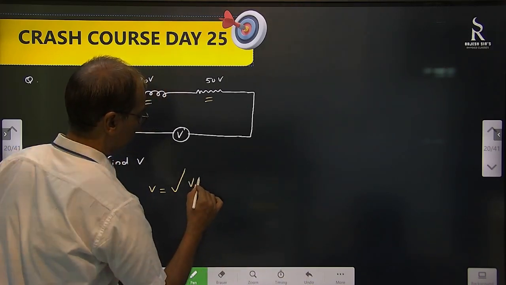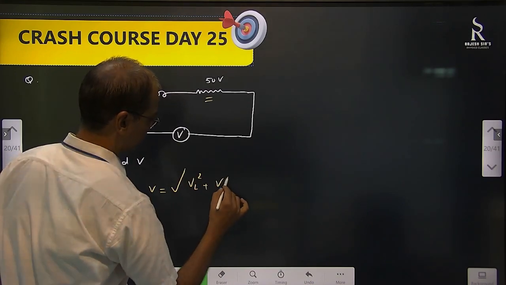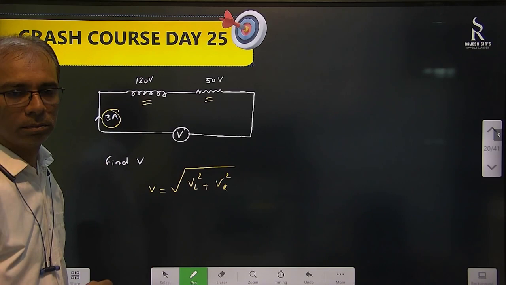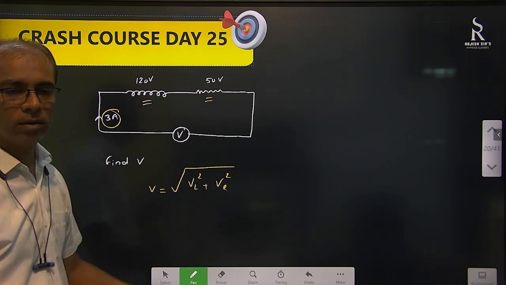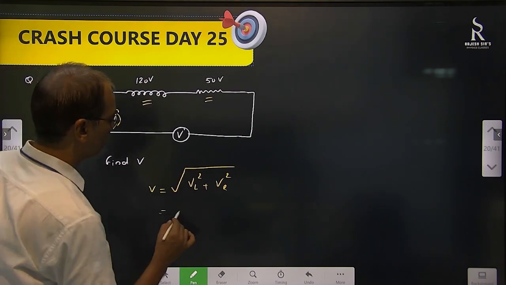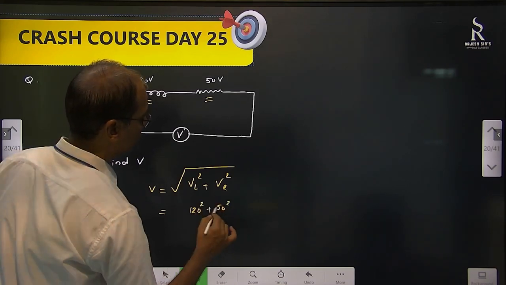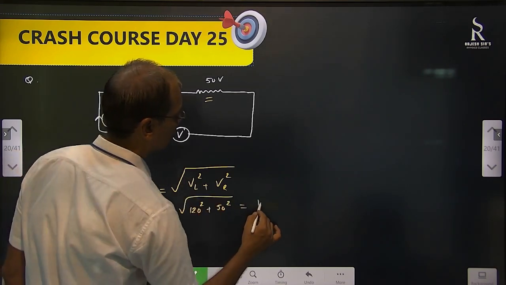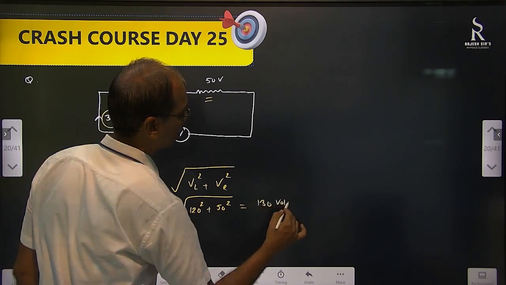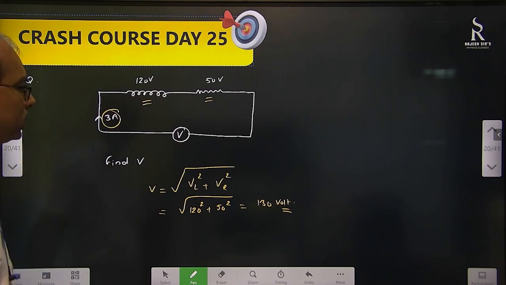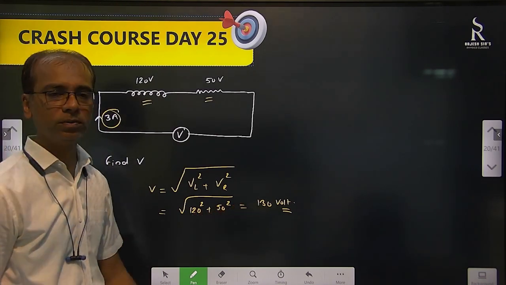V is root over VL square plus VR square. Correct or not? So what are we going to get? This is root over 120 square plus 50 square. What's going to come? 130. 130 volt will come. Okay, 120 square plus 50 square, root of that is 130.